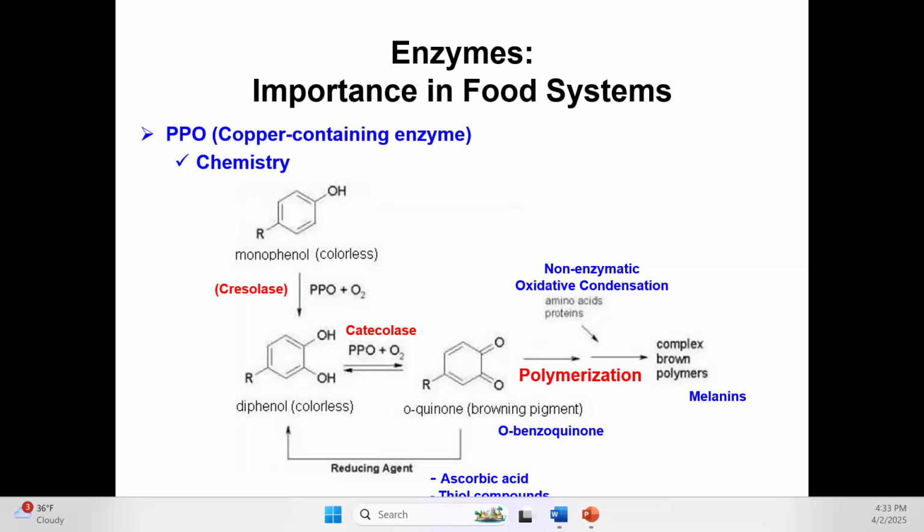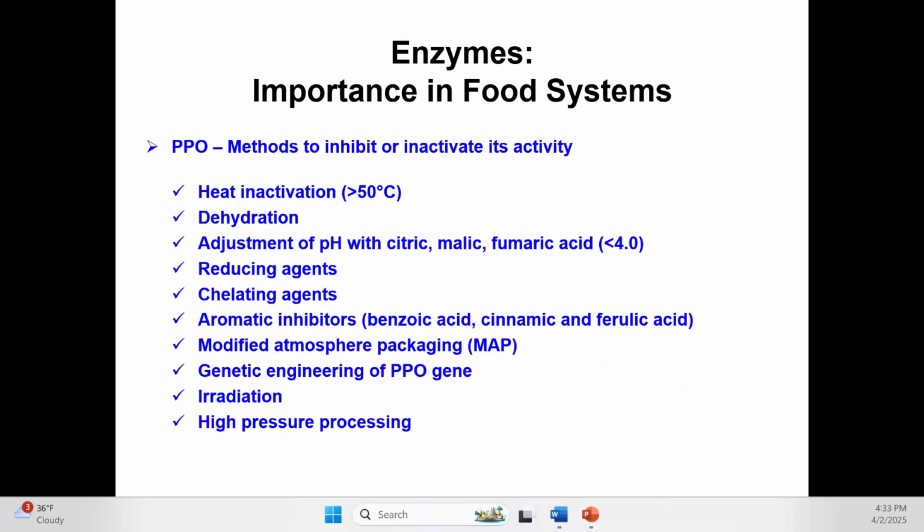And then you can also add like sulfur dioxide, you can cause an adduct formation. You form a product that prevents the formation of the polymerization. But you have it in your notes. But there are other ways that we control polyphenol oxidase. Of course, heating to inactivate the enzyme, dehydration. Of course, you know, enzymatic reaction requires water. If you dry your fruits, you prevent the browning.